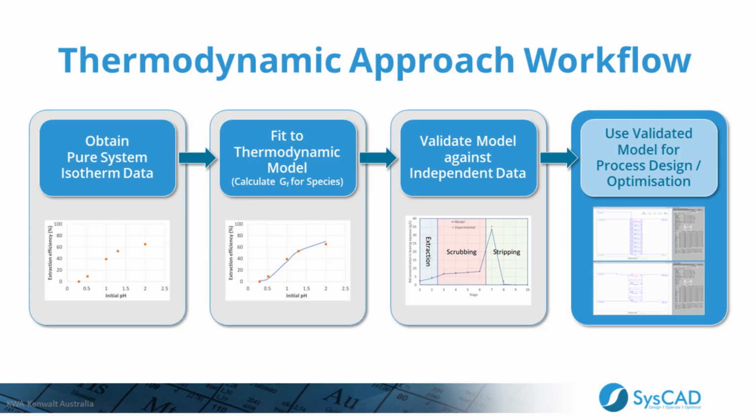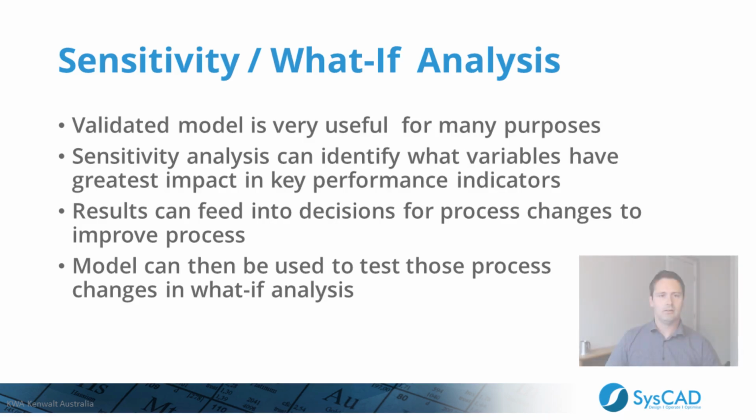So this is where we are now. So we're going to use it for a what-if scenario. We're going to basically use it to do a sensitivity analysis on a number of operational variables. The sensitivity analysis can identify what variables have the greatest impact on key performance indicators. And this can then feed into decisions for process changes to improve the process. And we can do both design and operating variables, which I'll show you.